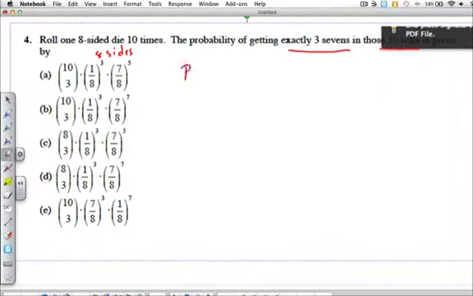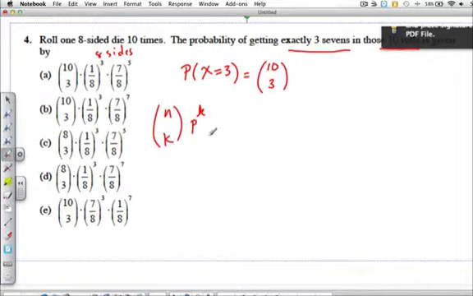So that means we want the probability that x is equal to 3. This is a binomial calculation. We have 10 rolls. We want 3 successes. So we want to multiply, remember it's n choose k, the number of trials choose the number of successes, times the probability of success to the k power, times the probability of failure to the n minus k power. This is the formula for a binomial probability, right?